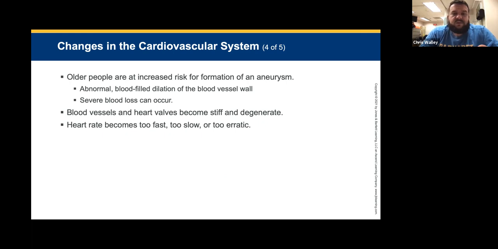That is a severe blood loss and can occur when aneurysms rupture. The blood vessels become stiffened, which results in higher systolic blood pressure, and stiffening and degeneration of the heart valves that may impede normal blood flow in and out of the heart. So the electroconduction system of the heart undergoes changes. So you're going to see different heart rhythms. You're going to see abnormal rates. It's not going to be what is textbook, and that's what we're looking for.